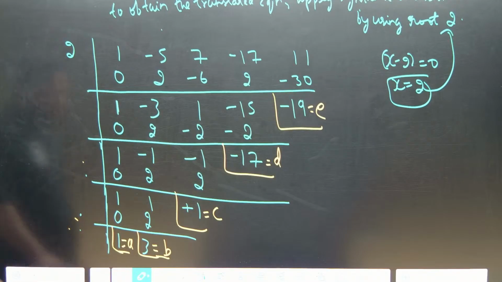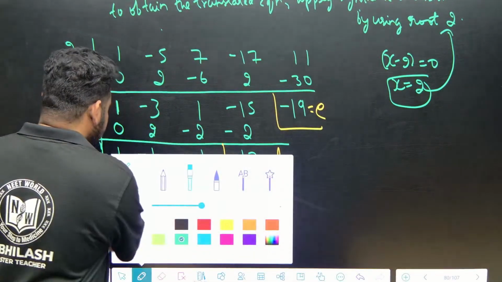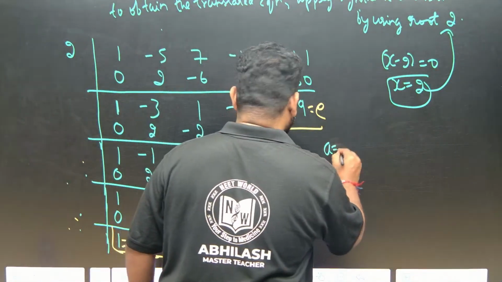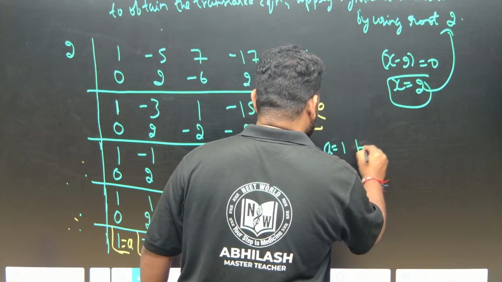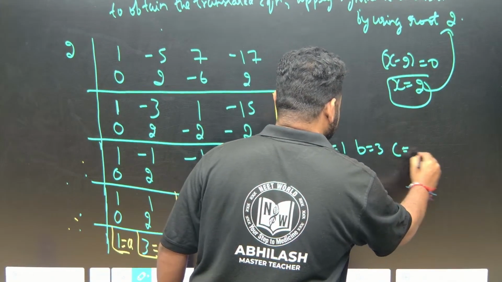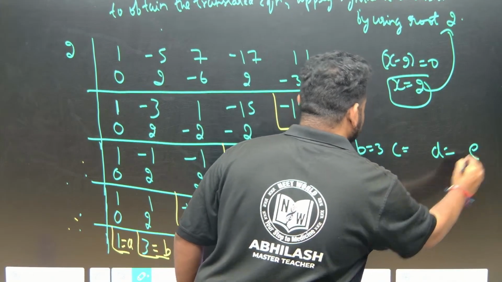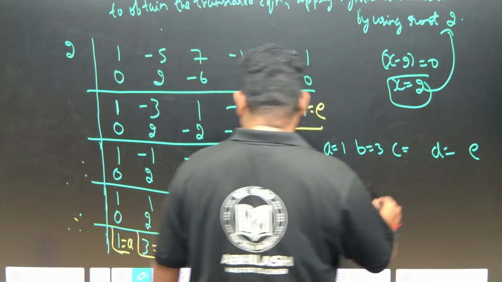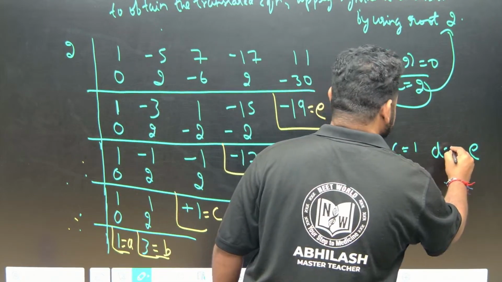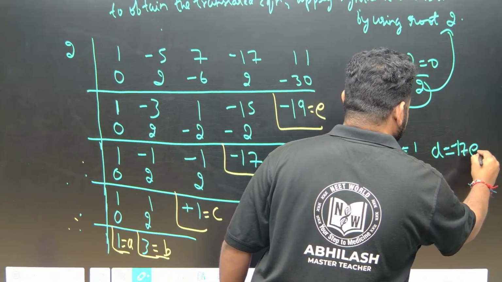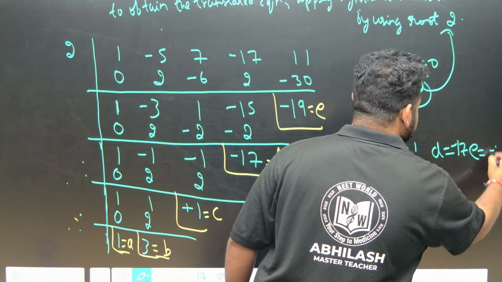This is what we have. So we got the values of A, B, C, D. Okay, let us write this down here. We got A is equal to 1, okay, B is equal to 3, and C is equal to 1. Okay, D is equal to minus 17. And E is equal to minus 19. This is what we got.